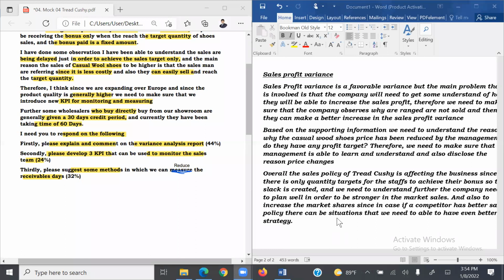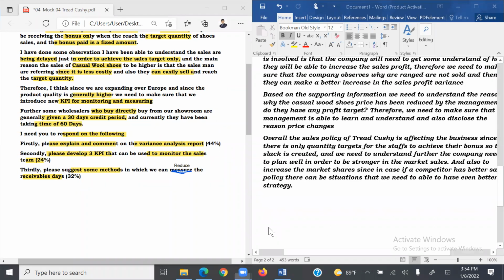So please develop 3 KPIs that can be used to monitor the sales. Now, students, we have a problem with our sales policy. Can you use the chat box, students, and please tell me three strategies that can be implemented? Students, I'm waiting for your answers. Can you please tell me 3 strategies that can be used?